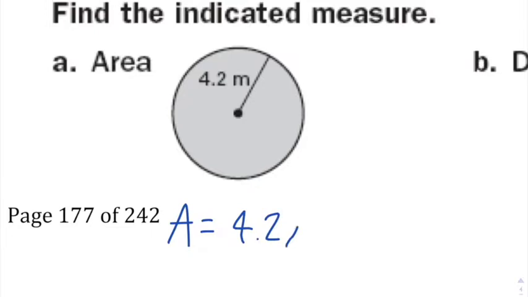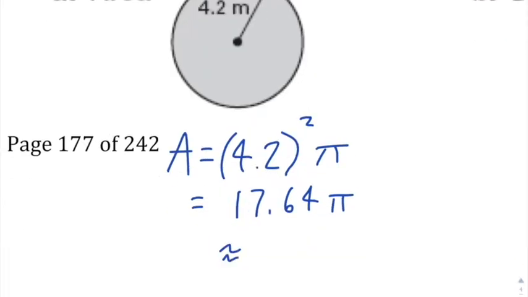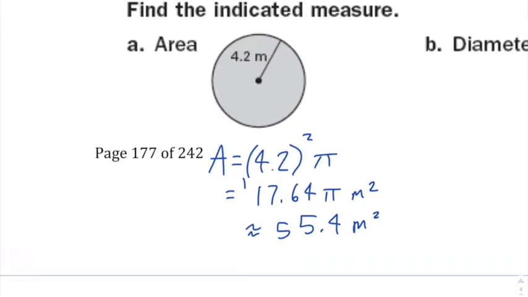You can go whatever 4.2 is squared, and then usually just multiply that by pi, and you can keep pi in your answer. If you do that, you're going to get about 17.64, and then with pi in the answer. And then if you want the approximate answer, you can multiply that out, and you're going to get about 55.4. That's approximate, so that's after you do some rounding. Those will both be in meters squared.